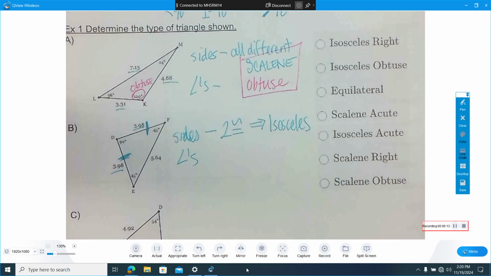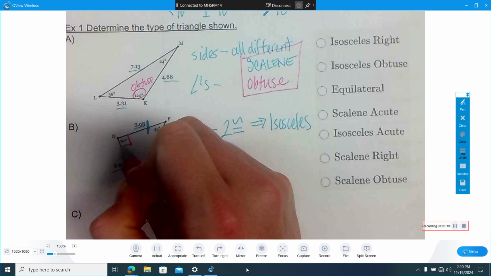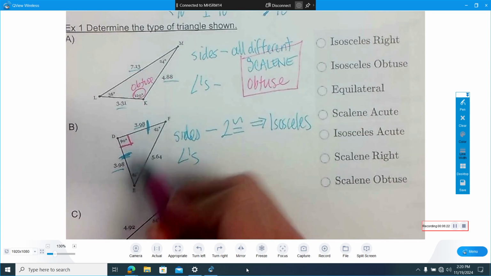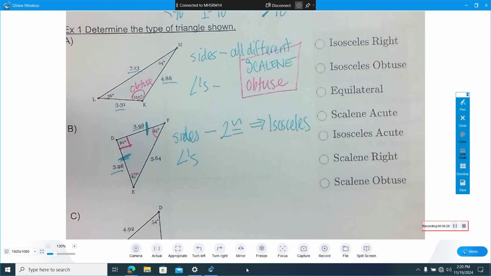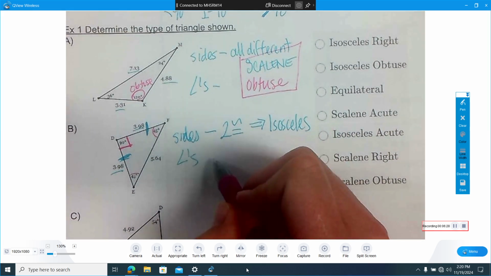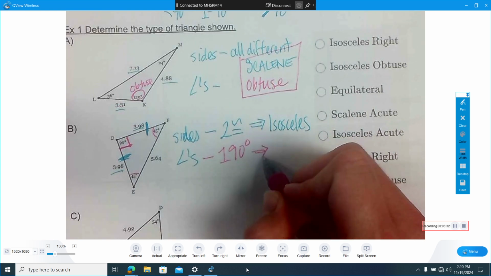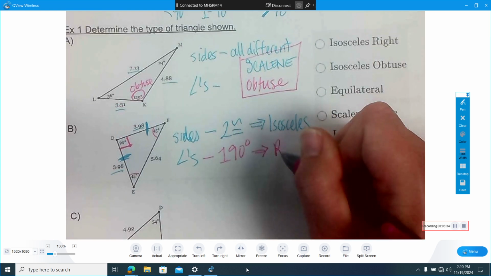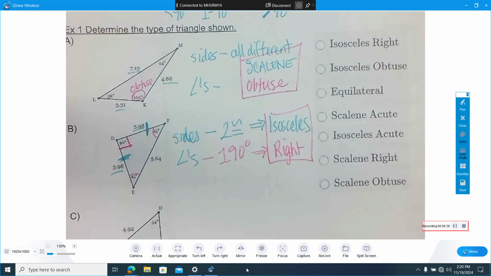Now tell me about the angles. Pardon me. One of them is 90 degrees. Tell me about the others. They equal each other. We got two congruent angles in there, but I don't really care about those. We have one 90-degree angle, which makes it a right triangle. So this would classify as an isosceles right triangle.